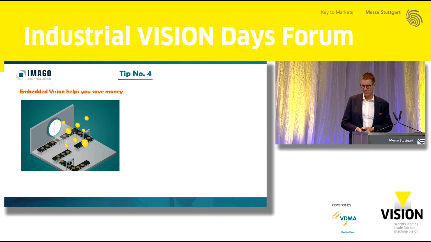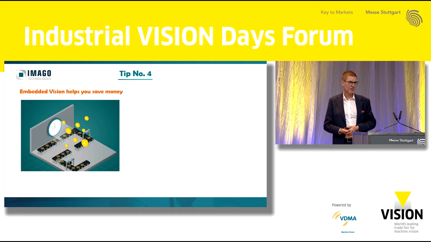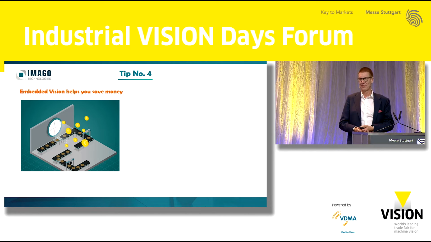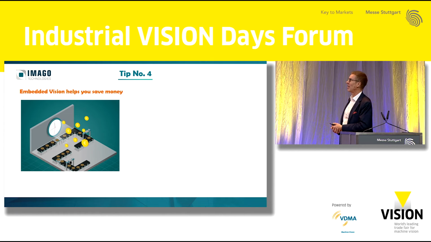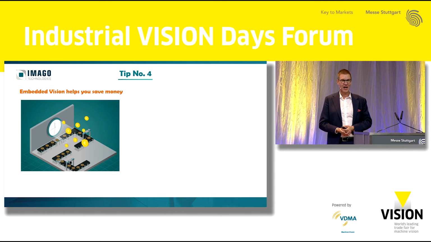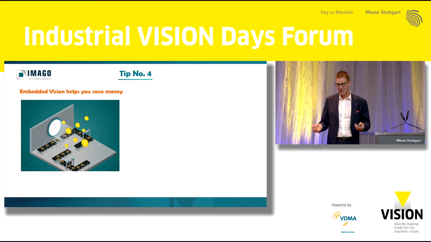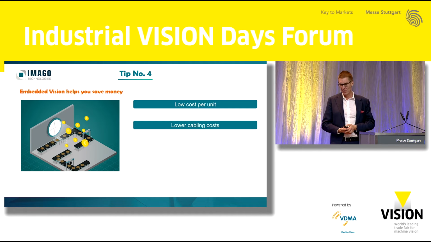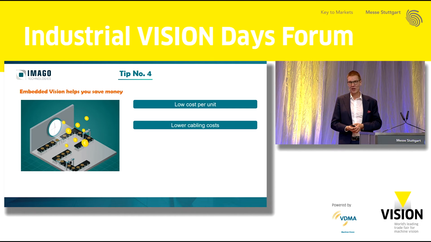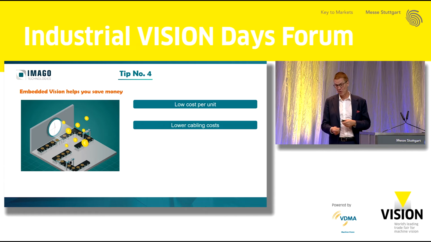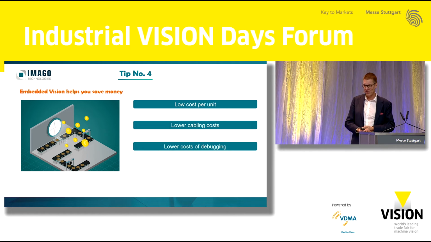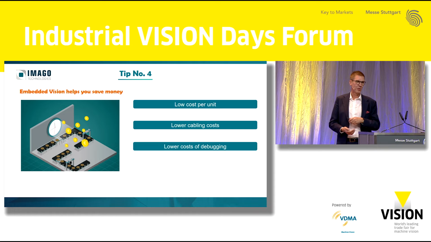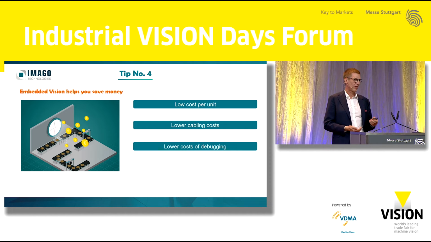The next tip is more commercial. It helps you save money. At this time, prices are increasing, so engineers are obliged to create ideas for saving money. Per functionality, embedded vision has lower cost per unit. We have lower cost for the cabling, not only the cables themselves, but also the people doing all the cabling. Very important from the technical point of view, lower cost of debugging.